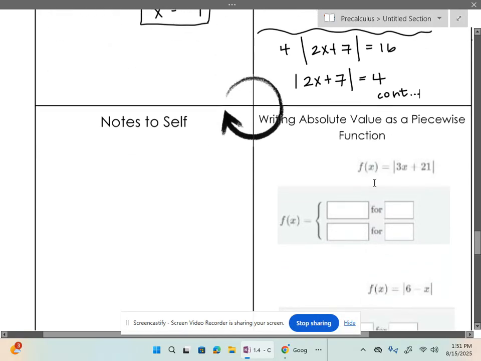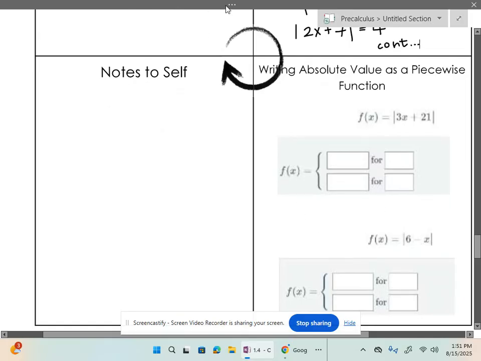All right, when we're writing absolute value as a piecewise function, the first thing that we want to do is determine the tipping point of the function. I'm going to draw my junky sketch over here just to help me out. So I need this tipping point, and this tipping point will be found by taking what's inside of the absolute value bars and solving for 0. So this will be 3x equals -21, x equals -7. So the tipping point is -7.